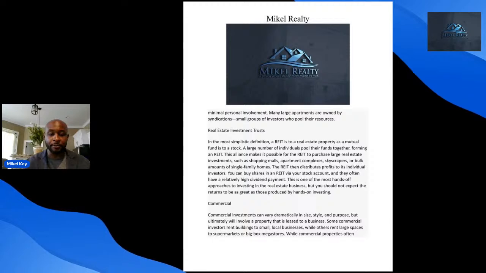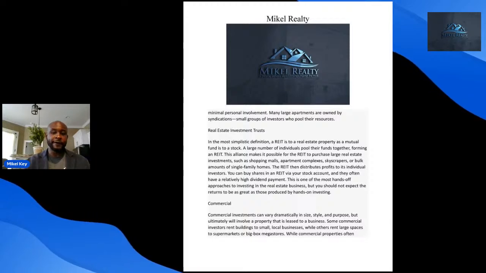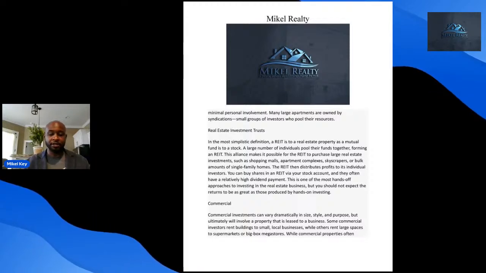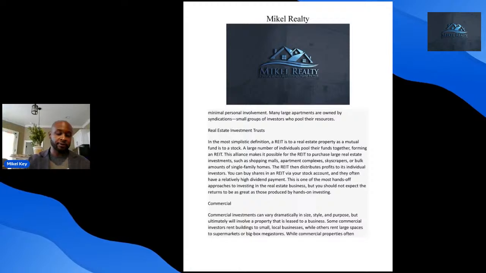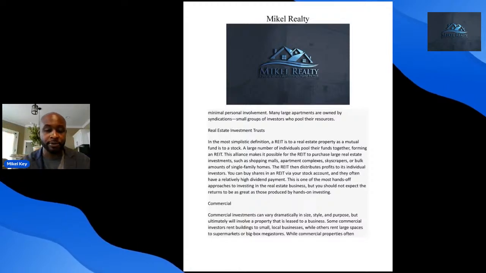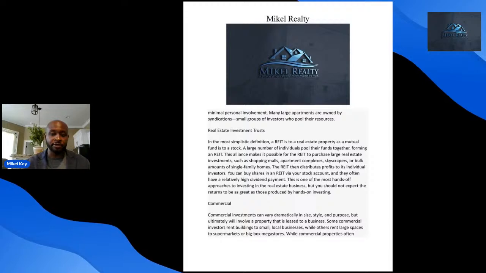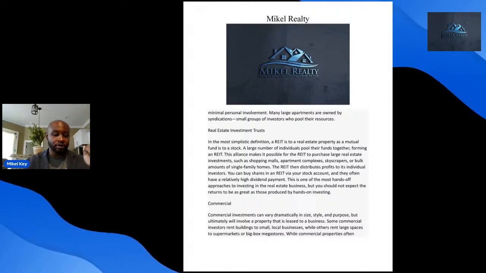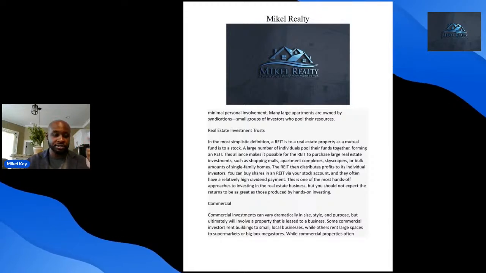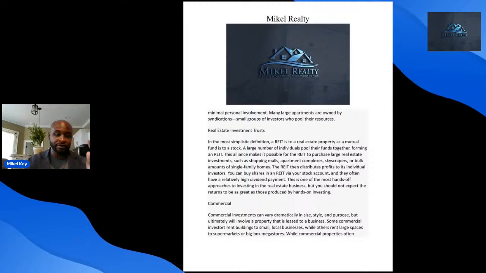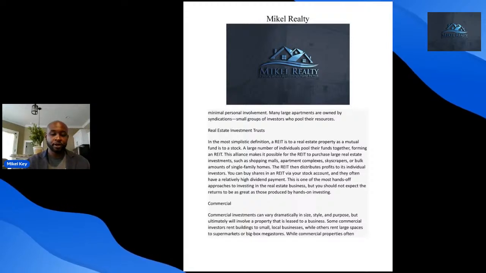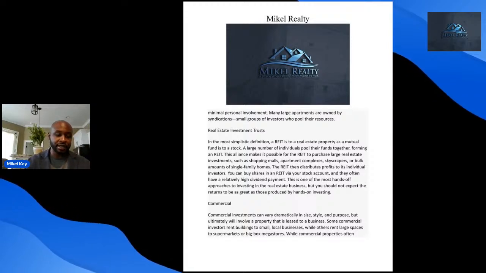A lot of people pool their monies together. New investors may put their money together, get with a larger syndicator, and just invest in a large apartment building. But just for the sake of owning a large apartment building, it's the same as the 4 main points: appreciation, depreciation, leverage, and cash flow.